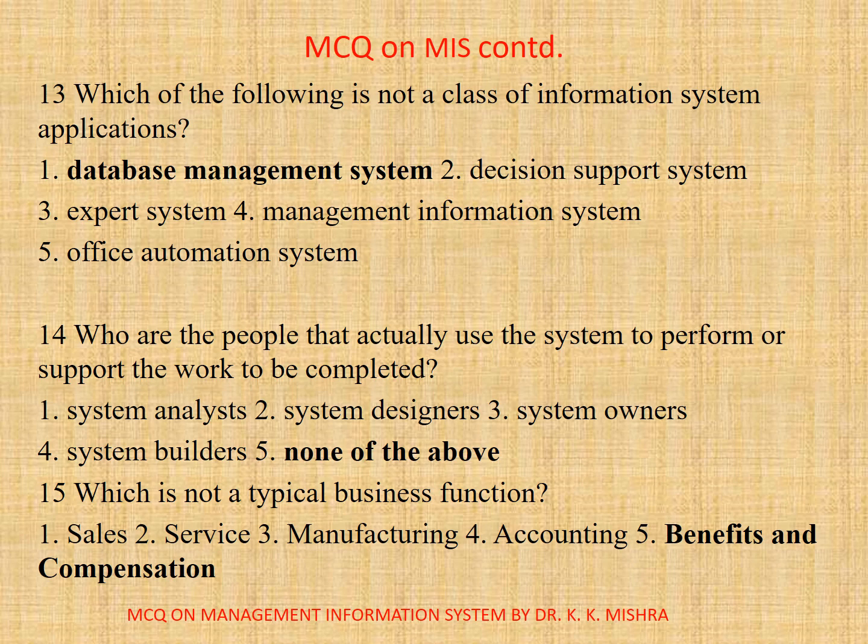14. Who are the people that actually use the system to perform or support the work to be completed? Options are 1. System analysts, 2. System designers, 3. System owners, 4. System builders, 5. None of the above. Correct option is 5. None of the above. 15. Which is not a typical business function? 1. Sales, 2. Service, 3. Manufacturing, 4. Accounting, 5. Benefits and compensation. Correct option is 5. Benefits and compensation.